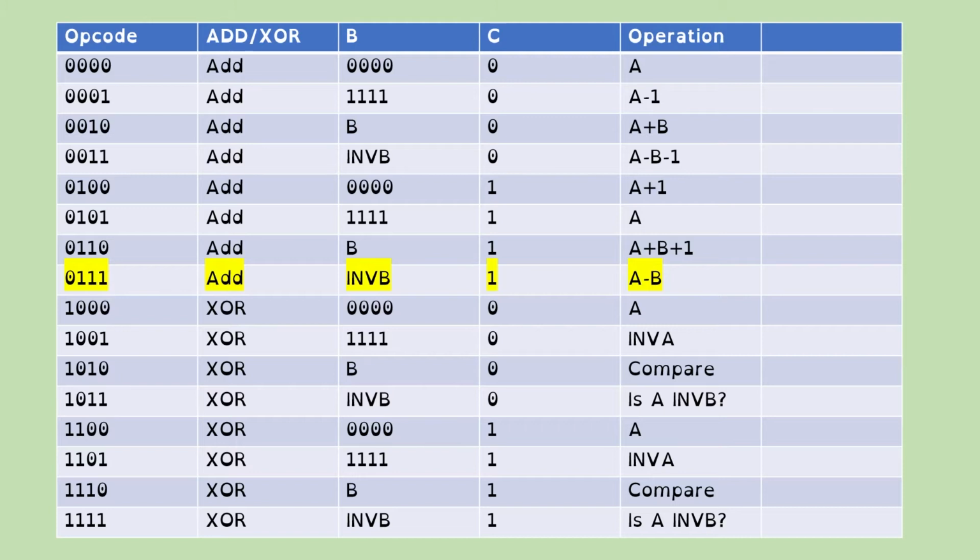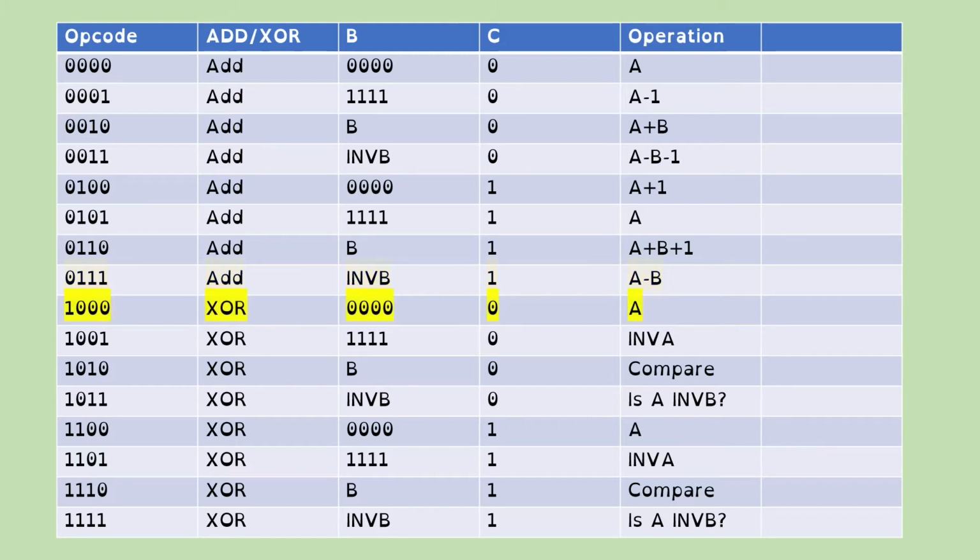This is why we've got the inverse B in here: if you add A and inverse B and put the carry in as 1, you actually get A minus B. I'm not going to go through the theory of why that is, but trust me, you do. So that's one that's worth keeping.